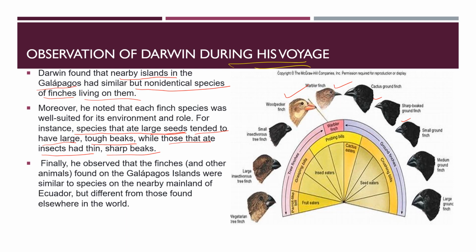Finally, he observed that other animals found on the Galapagos Islands were similar to species on the nearby mainland of Ecuador, but different from those elsewhere in the world. Why? Because they have many evolutionary changes in their bodies depending on the food they are eating. Now here you can see in this diagram that the large insectivorous finch has this type of beak, whereas the vegetarian has a different kind of beak. The small insectivorous tree finch also has a different beak. The woodpecker finch, which is digging in the wood, has a tough beak. So there are many varieties of finches with different types of beaks. This was his first observation.